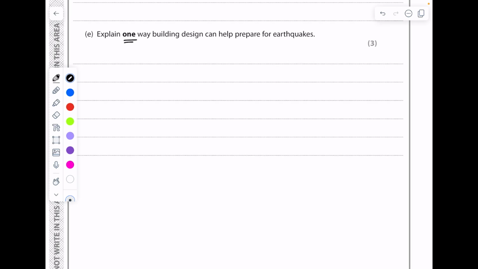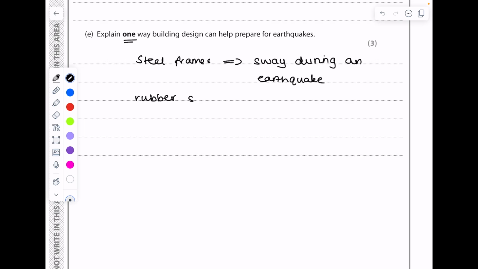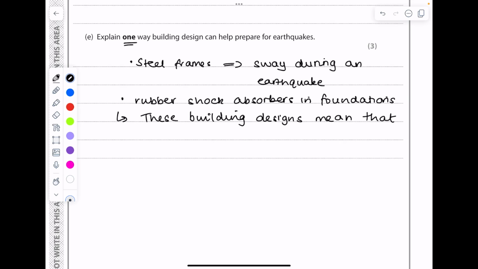This says one way, but I want to give you several examples. You want to talk about steel frames that sway during an earthquake. You could talk about rubber shock absorbers in foundations. So through both of these things, you'll find that buildings are less likely to be damaged during an earthquake and less likely to create debris.